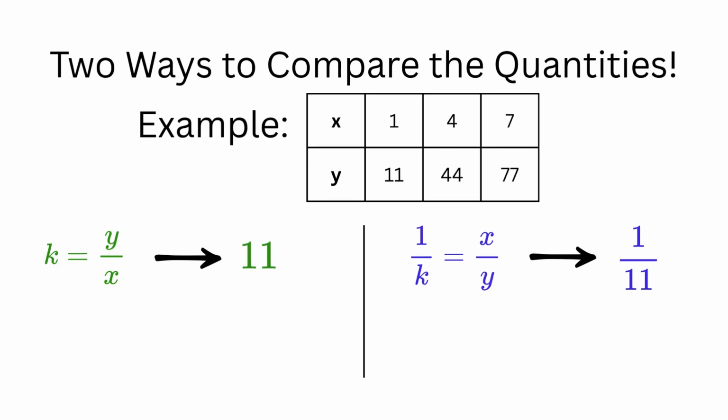Let's say we have a relationship where when x equals 1, y equals 11. When x equals 4, y equals 44. And when x equals 7, y equals 77. If we take y divided by x, we get 11. That means k equals 11, 11 y per x. But if we take x divided by y, we get 1 over 11, or 1 x per 11 y. See how they're inverses of each other? That's the big idea. Two constants, same relationship.